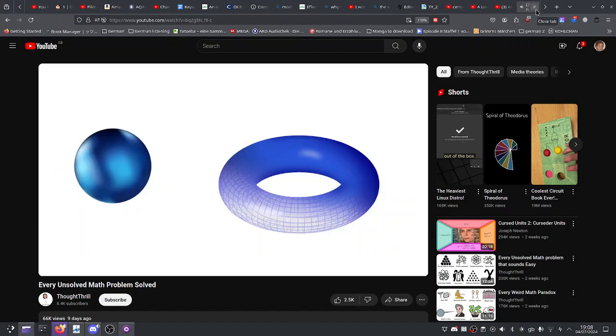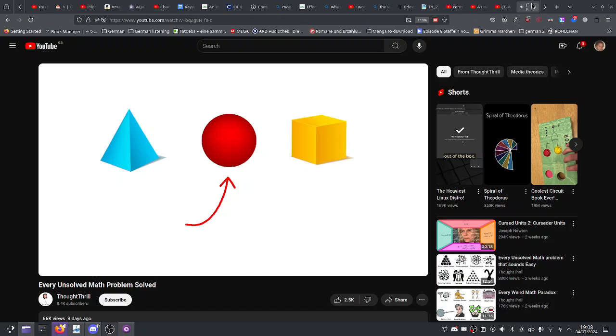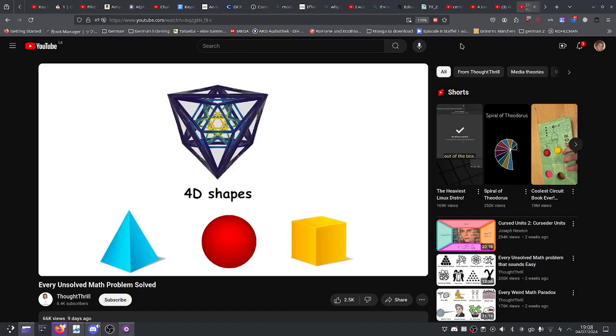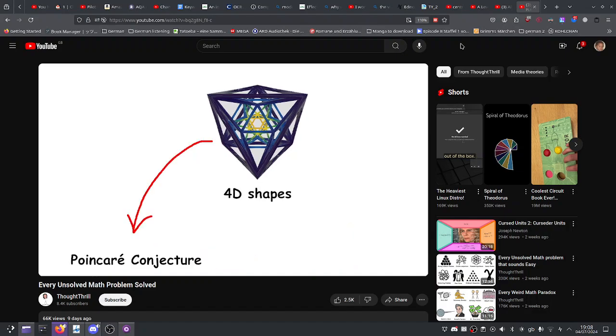When it comes to 3D shapes like a ball or a donut, it's not too hard to figure out what they are. In a way, a ball is the simplest 3D shape of all. Poincaré wondered if the same thing is true for 4D shapes. He thought that maybe there is one 4D shape that is the simplest, just like how a ball is the simplest 3D shape. This idea ended up becoming known as the Poincaré conjecture.